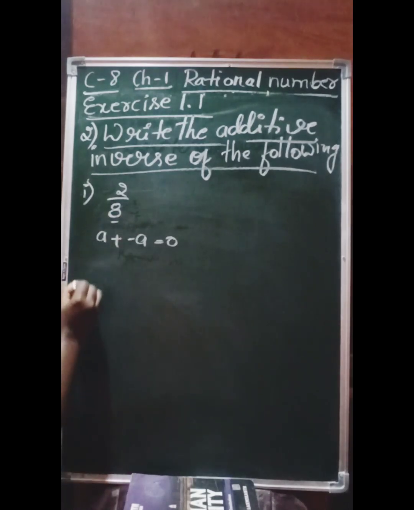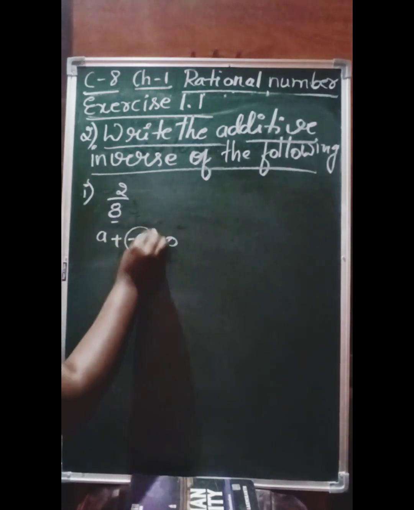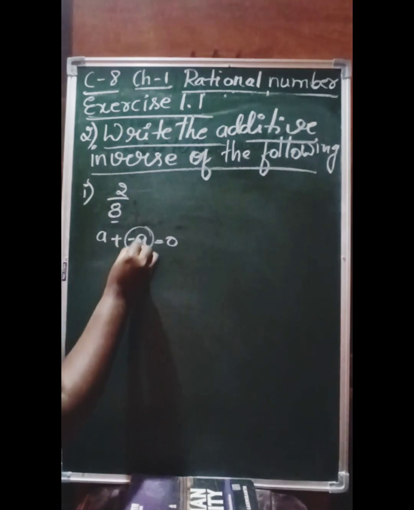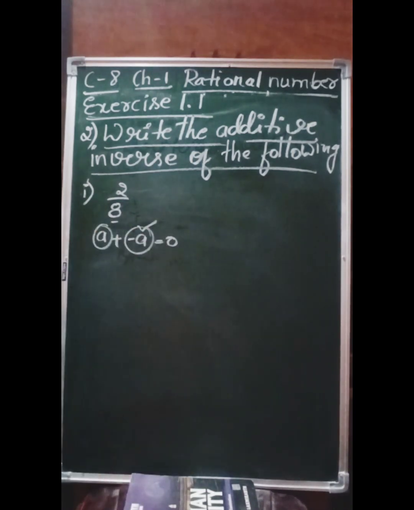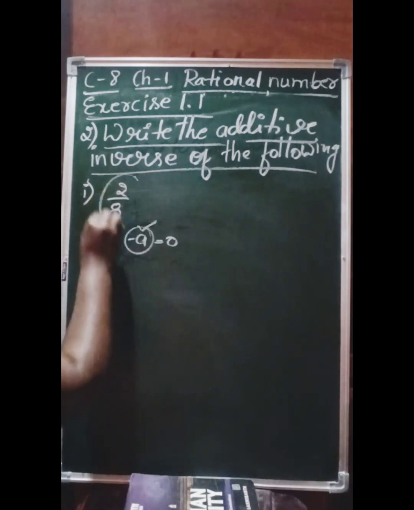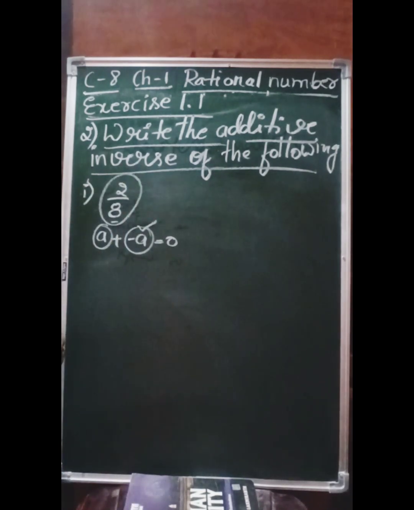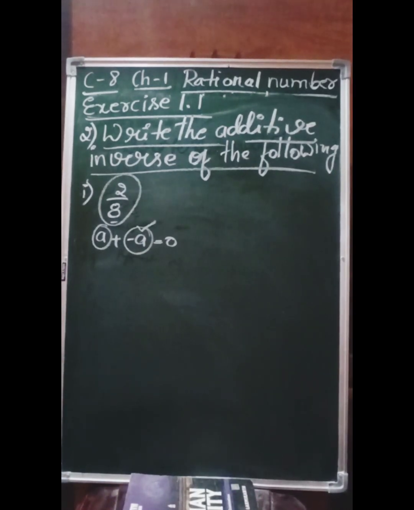So here they will give a and we have to find out minus a, or they will give minus a and you have to find out a. So what number do you have to consider to make this 0? Okay, so let us see now how we can find out the additive inverse.